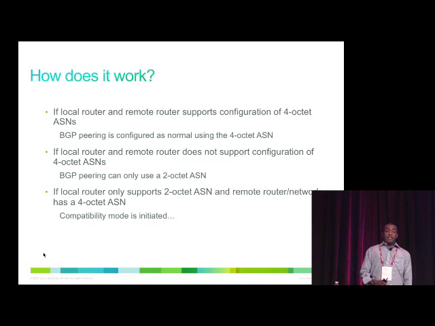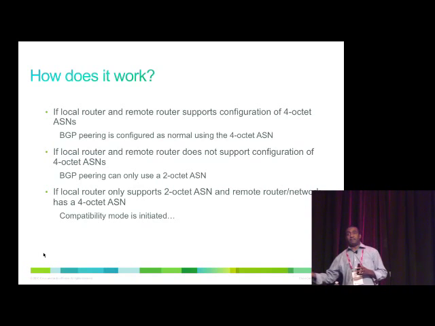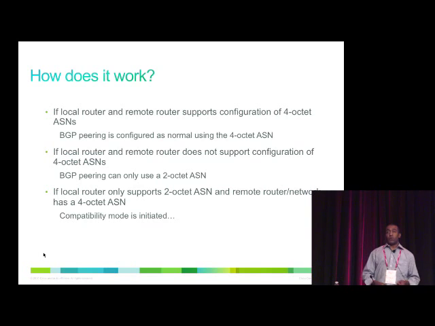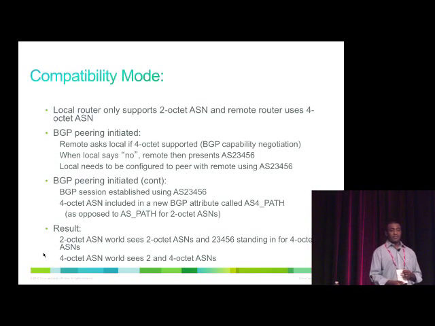Okay, so the key is when you have a router that supports a 2-octet ASN and another router that supports a 4-octet ASN, and the router that supports the 4-octet has a 4-octet ASN. Then the router that doesn't support 4-octet ASN has to be configured to talk to AS number 23456 instead of the actual ASN number, because it doesn't understand a 4-octet ASN. That's the key from a configuration perspective. But that's only if you have a router that doesn't support a 4-octet ASN, which is very rare nowadays.